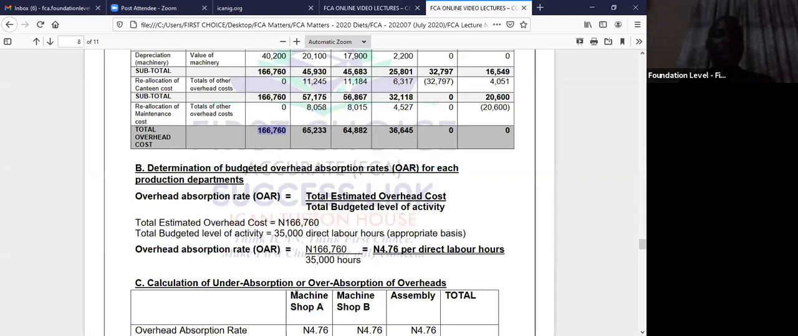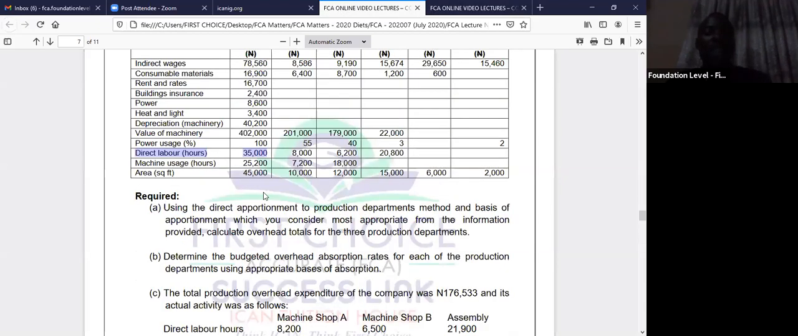So when you divide, you have 4 naira 76 kobo. It means the rate of direct labor for each department, you are charging 4 naira 76 kobo. That is your overhead absorption rate. That is what they are asking you. Determine the budgeted overhead absorption rate. That is what you just calculated.